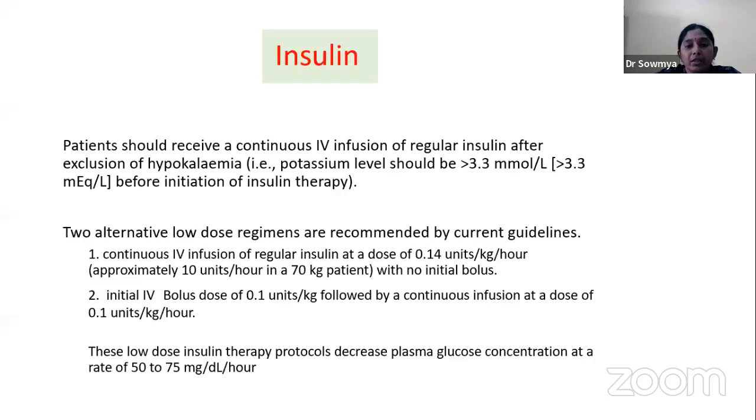So first we have to check the potassium. If the potassium is more than 3.3, we usually start insulin. If it is less than 3.3, we will simultaneously give potassium correction and we start insulin. We won't stop the insulin infusion for correction.